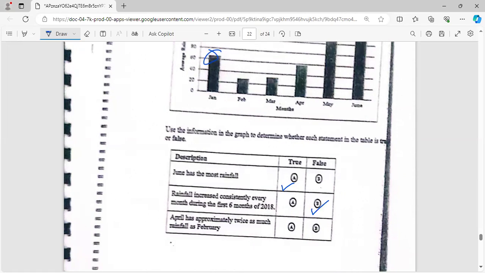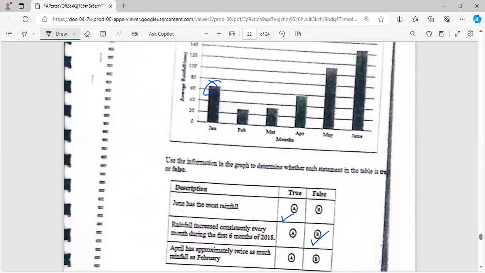April has approximately twice as much rainfall as February. Let me go back to the chart. I think so, sir. April has approximately twice as much rainfall as February. Yes, sir, that's true. All right, I could do a little estimate. So let us say this is 30, sir. It doesn't matter. It says almost.